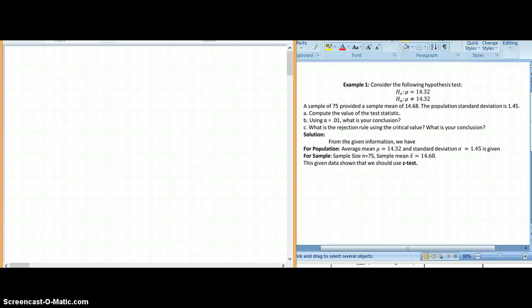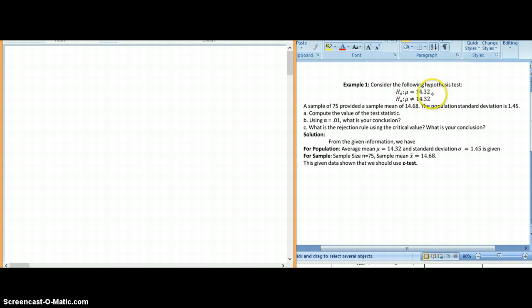Today we'll see how to solve the particular example by using hypothesis testing. Let us consider the example. Consider the following hypothesis test where H0, that is null hypothesis, is given as mu equal 14.32 and alternative hypothesis is mu not equal to 14.32. A sample of 75 provided a sample mean of 14.68.